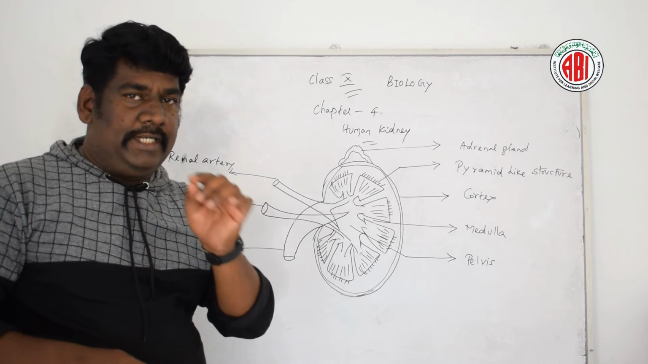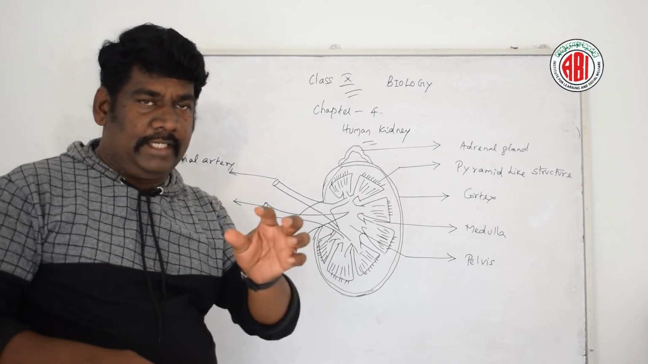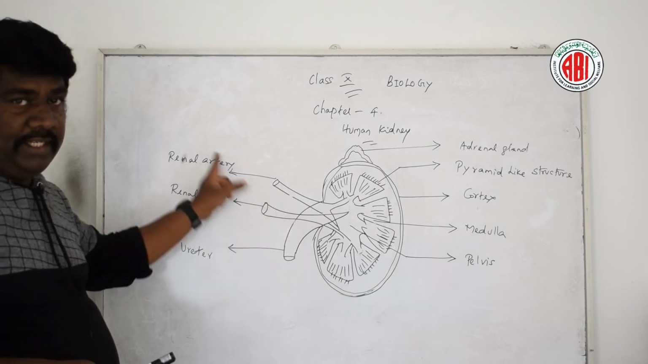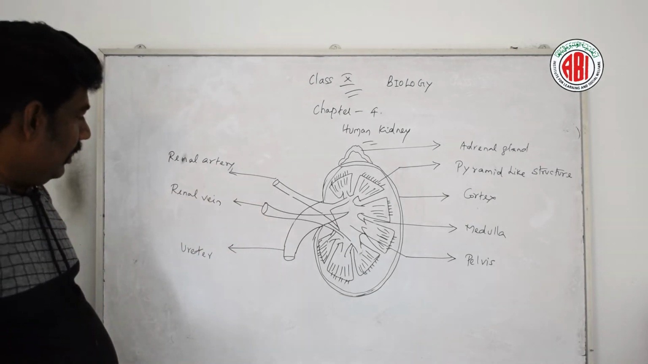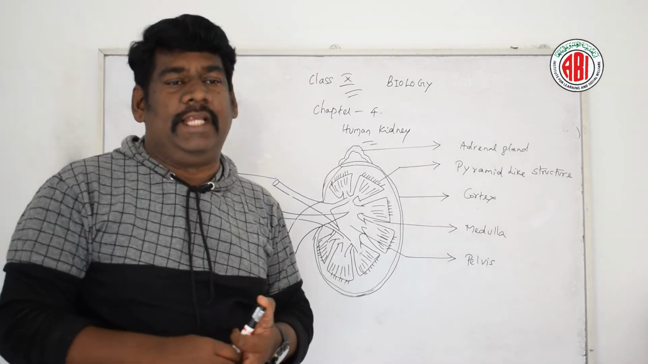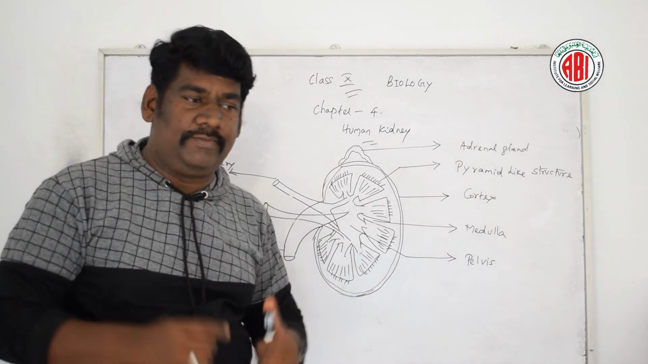The names are repeatedly coming. See, renal, remember that name. Renal artery, renal vein. One is artery, the other one is vein. Renal artery, renal vein. Very simple. And this descending pipe is called ureter. So a very simple diagram. Now let us go for the next diagram.